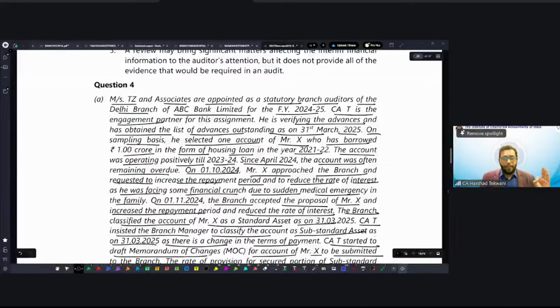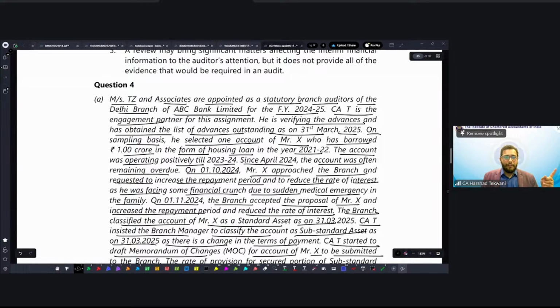What is the additional provision on unsecured portion of a substandard asset? 10% additionally. Very good. 10% additionally, making a total of 25% on unsecured portion. 15% general, 10% additional.